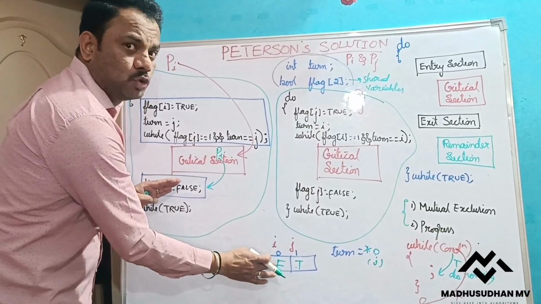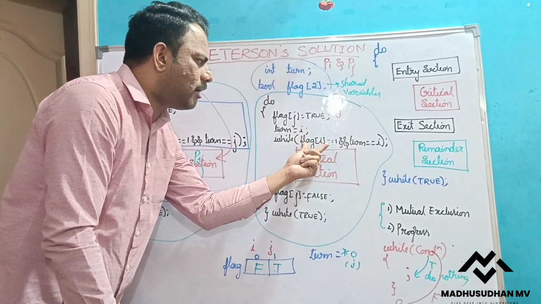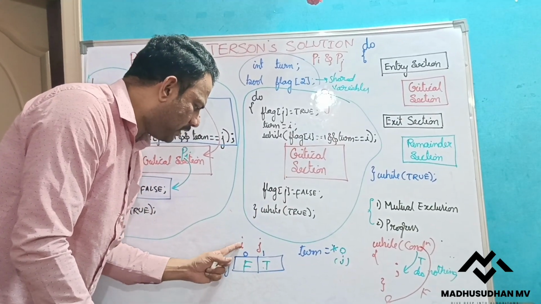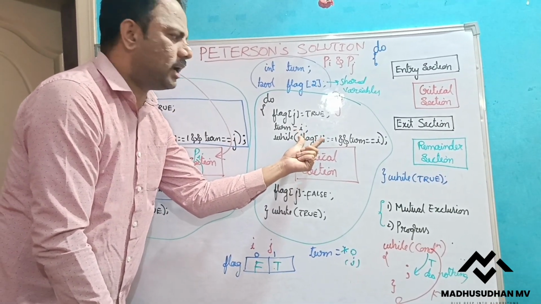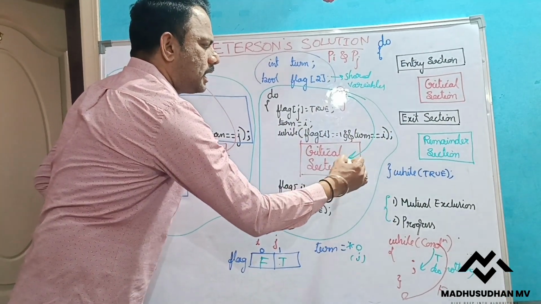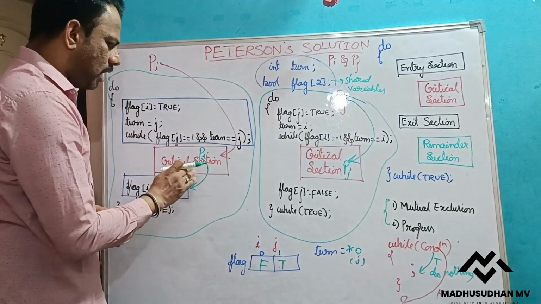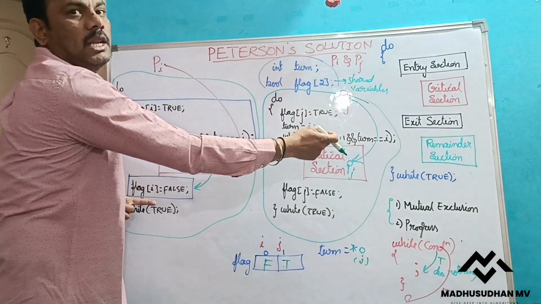As soon as it becomes false, Pj keeps checking. Is flag of i equal to 1? No, now it is false, 0. Now the condition is false, so it comes out. Now Pj has entered the critical section, because Pi already came out.